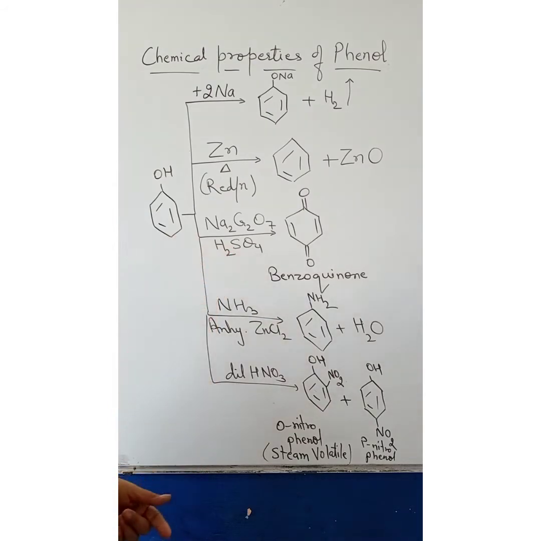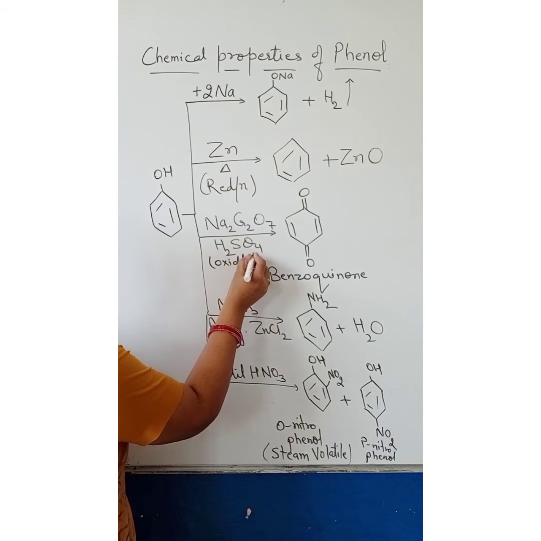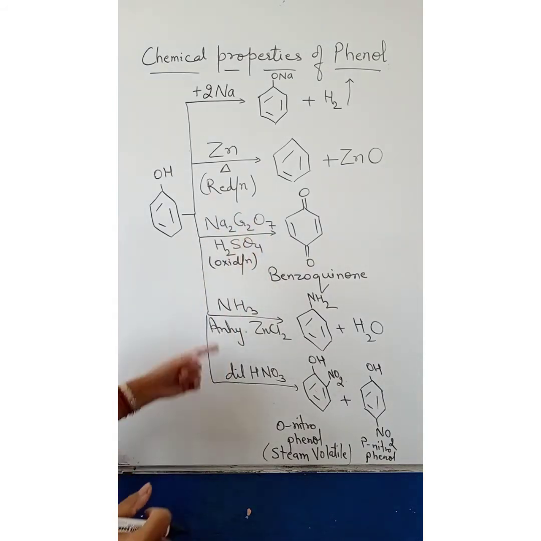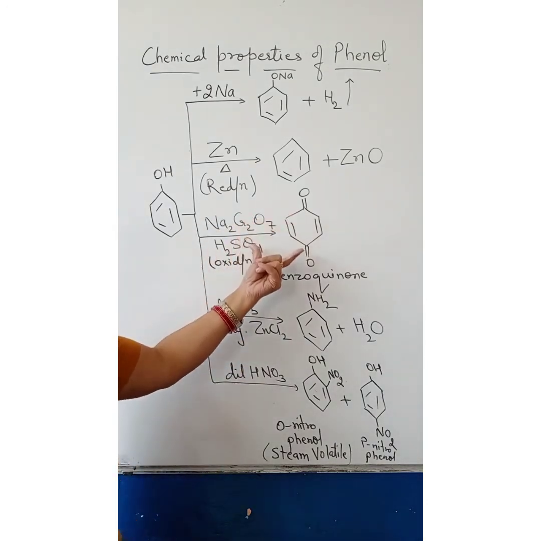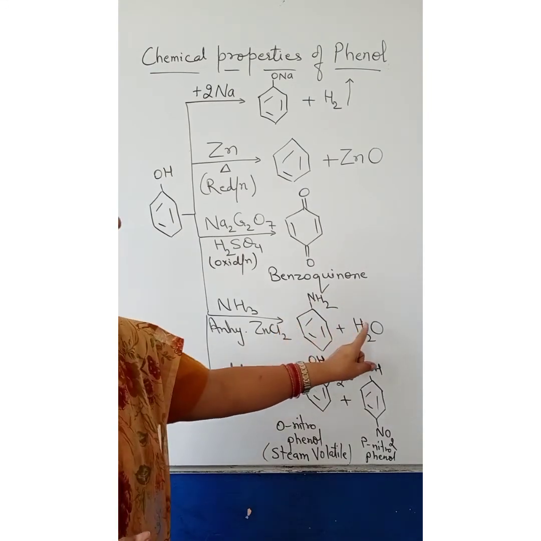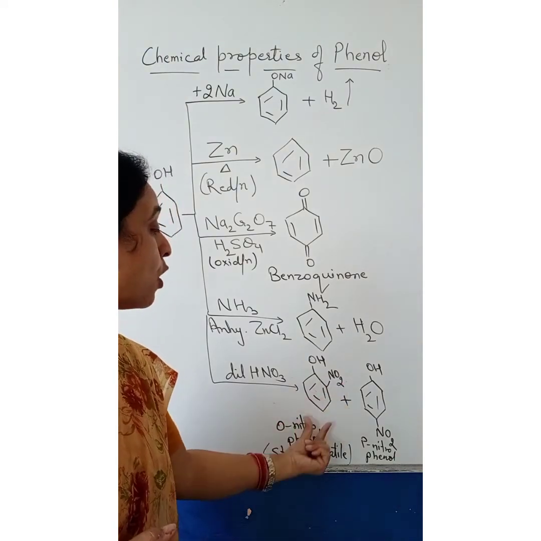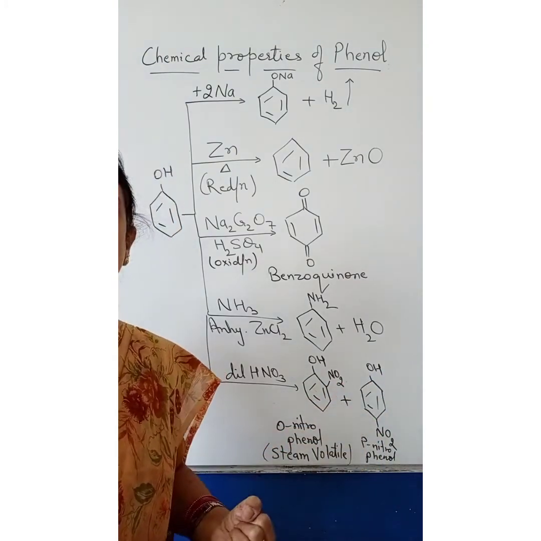Phenol undergoes oxidation in presence of sodium dichromate and H2SO4 to form a compound, that is benzoquinone. Phenol treated with ammonia in presence of anhydrous ZnCl2 as a catalyst gives aniline with the liberation of a water molecule. Similarly, when phenol is treated with dilute HNO3, it gives a mixture of orthonitrophenol and paranitrophenol.